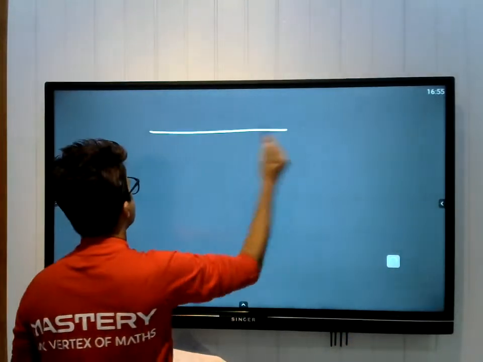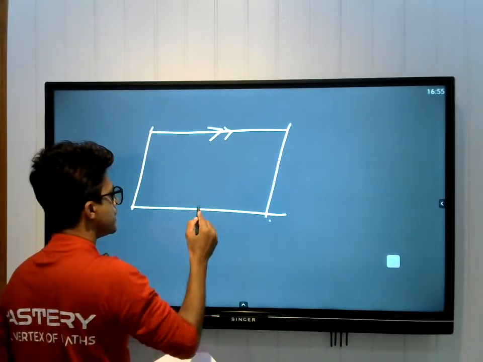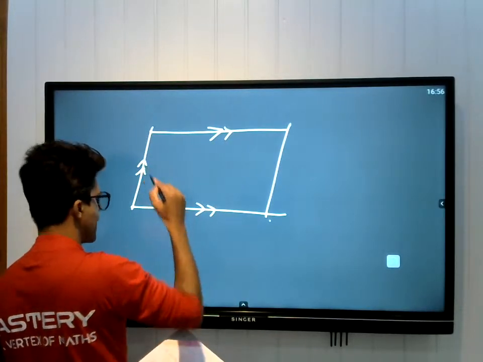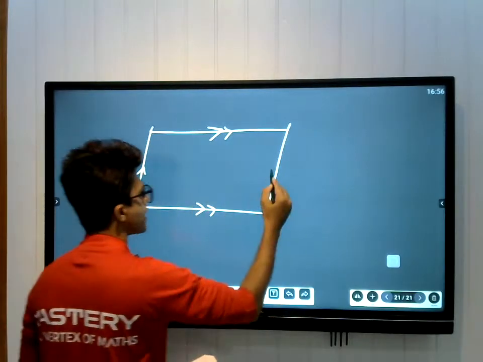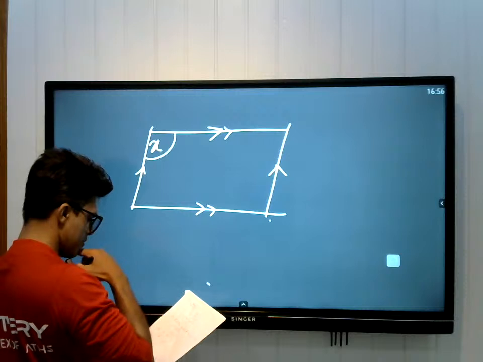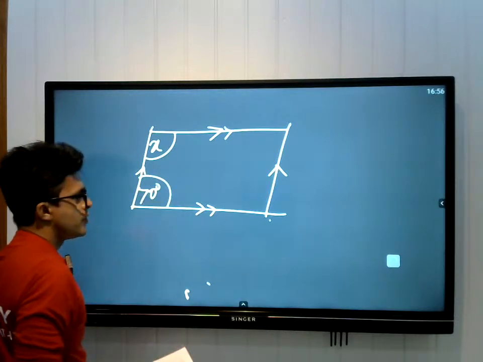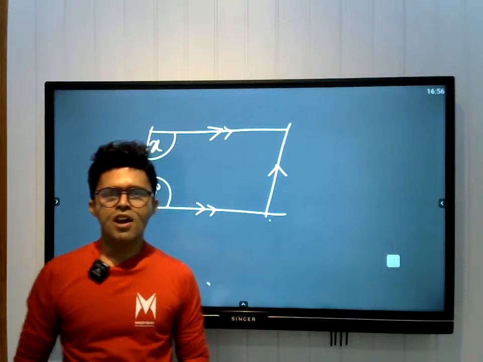This is the 15th question. This is the given diagram. Here is a parallelogram. All these lines are parallel. This is x, this is 70. We could get the value of x first. What is the value of x?